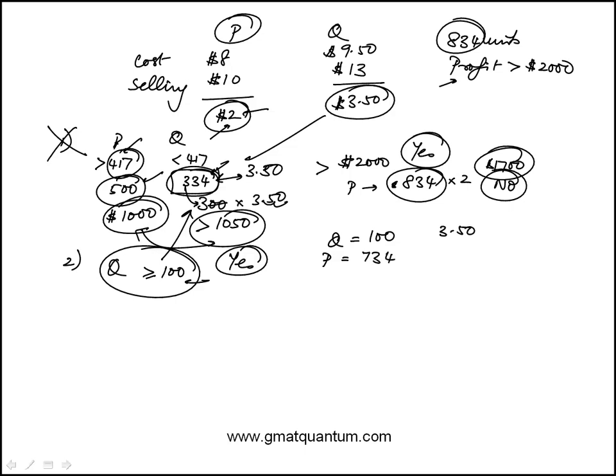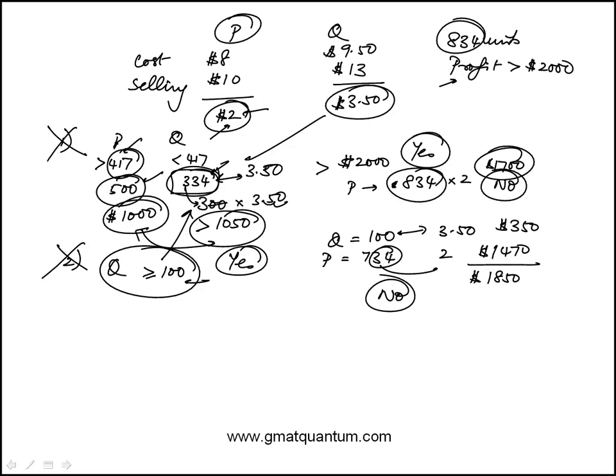And I just quickly compute this. So this would be $350 profit. And then here, this would be 700 times 2, 1,400. And then that's about 1,470. But if you add these, this is clearly less than 2,000. So that's a no. So 2 alone is also insufficient.